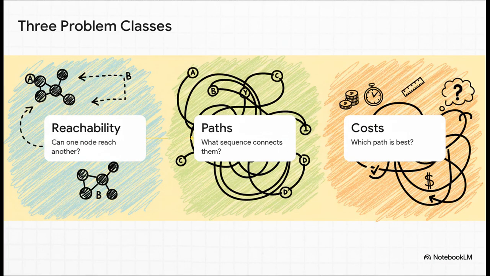Is a connection even possible? Can I get from A to B at all? Second, paths. Okay, what's the actual sequence of steps to get there? And third, costs. Now that we know all the possible paths, which one is the best, based on something like time or distance or money? Pretty much everything else is just a spin on one of these.